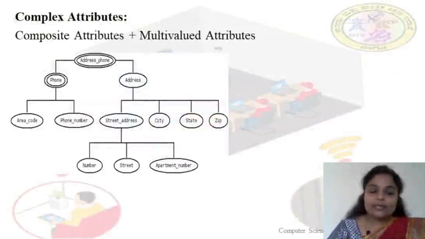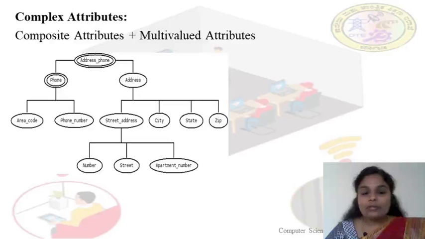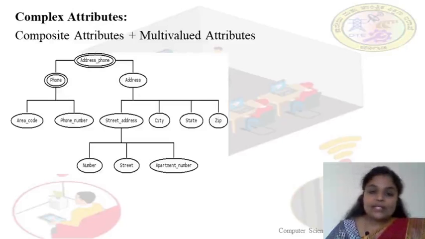Why is it possible? Because what am I saying here in the definition? A complex attribute is nothing but what? It's a combination of multi-valued attribute and composite attribute. Here, why am I saying phone is a complex attribute? We know one person can have many phone numbers, that is more than one value. It satisfies the second property, that is multi-valued.